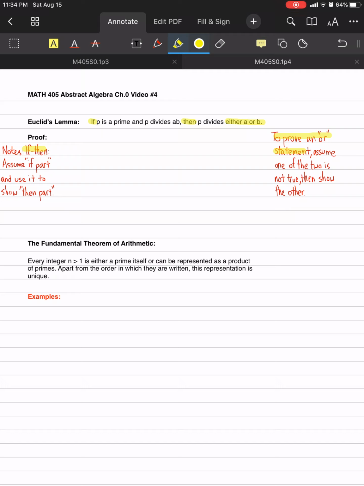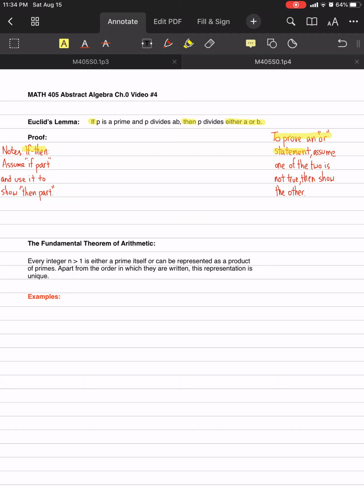Okay, so let's get started on this, and I'm going to go ahead and start us off here for a couple things. We're going to use these if-then and or statements to set up the outline of what the proof is going to be.